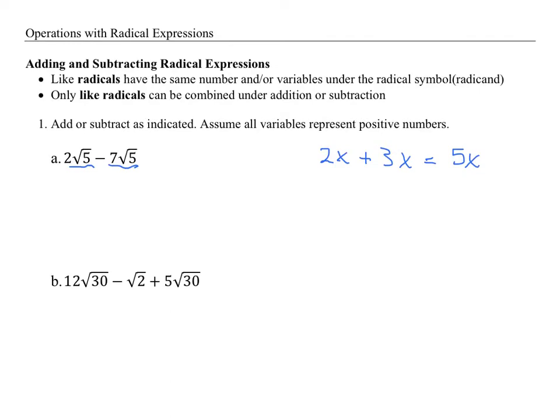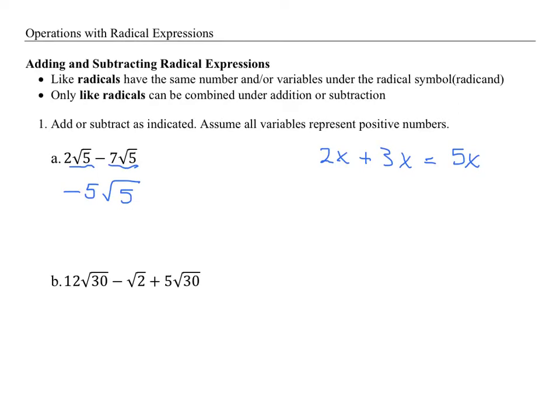So let's do A. 2 radical 5 take away 7 radical 5 would be negative 5 radical 5. Perfect? Because think of it like this: I have two pieces of paper with radical 5 written on it, and then I take away 7 pieces of paper with radical 5 on it. I can't do that. I'm down 5 pieces of paper with radical 5 written on it.